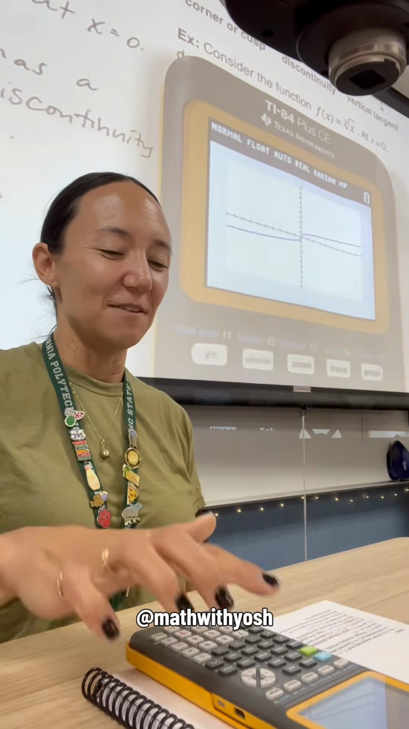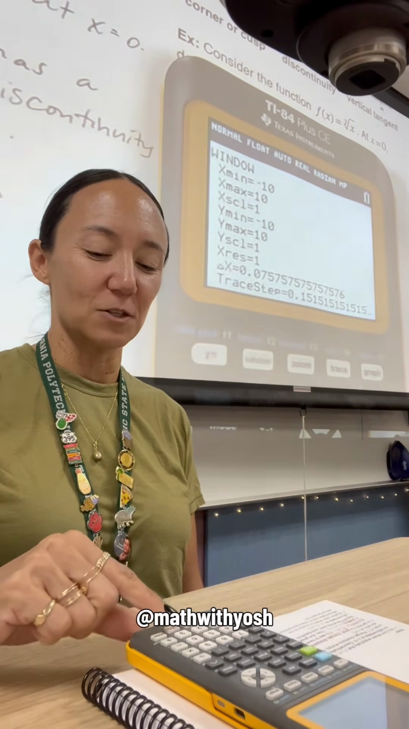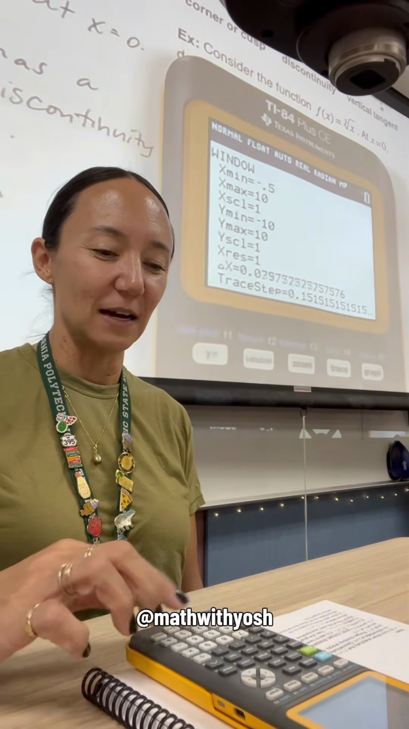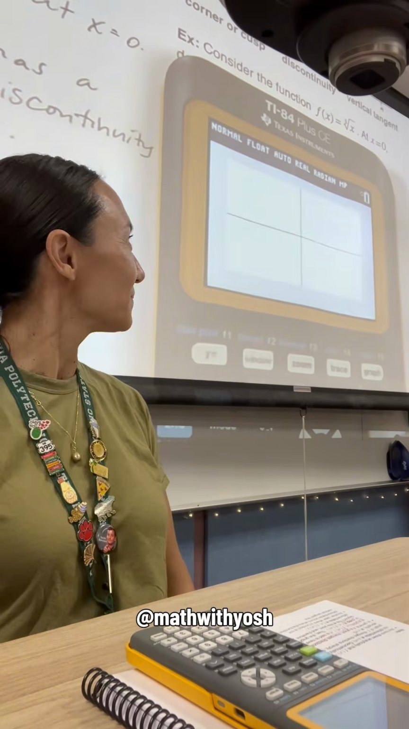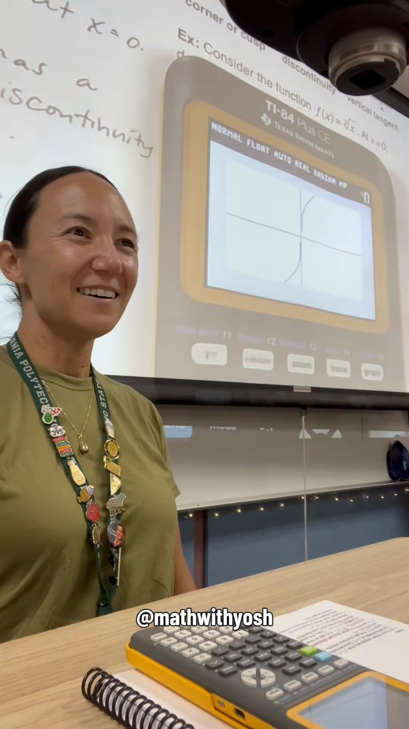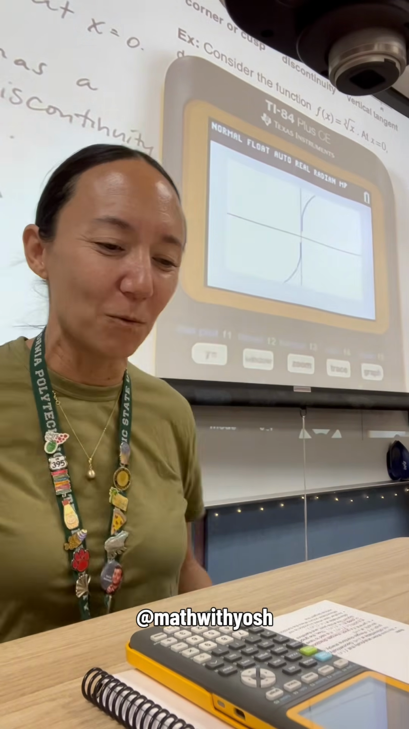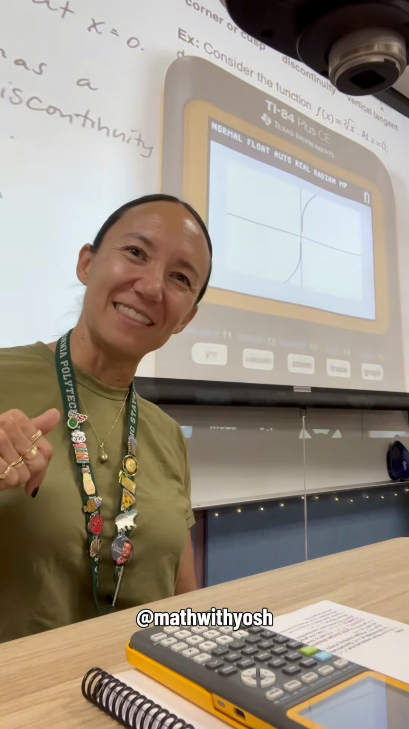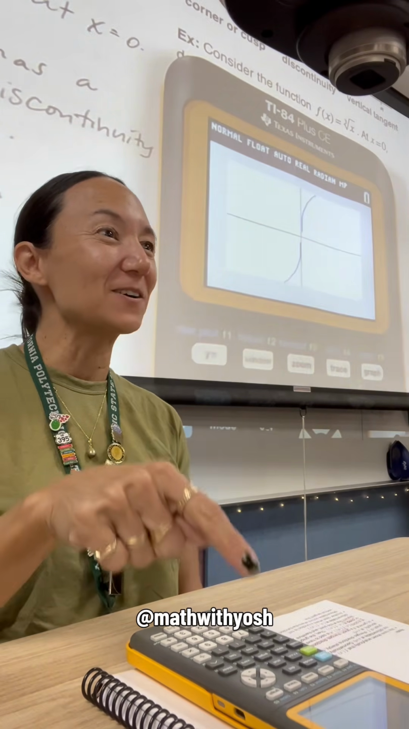Wait a minute. I feel like we need to change this viewing window. So I'm going to go negative 0.5 to 0.5. So we're really zooming in here. Blew my mind. I'm like, what? What is happening right there on that cube root of x? We have a vertical tangent at 0.